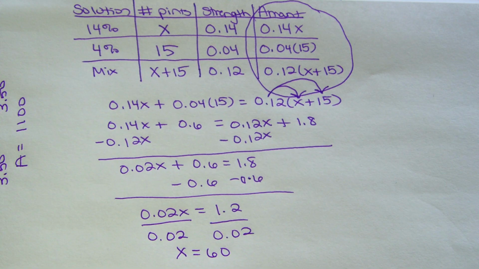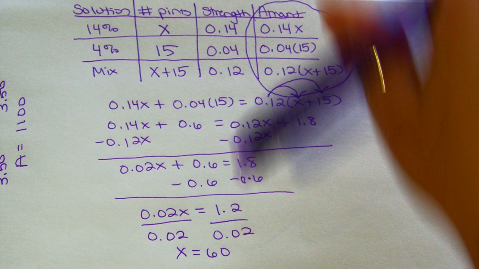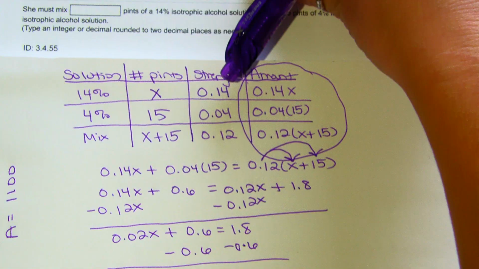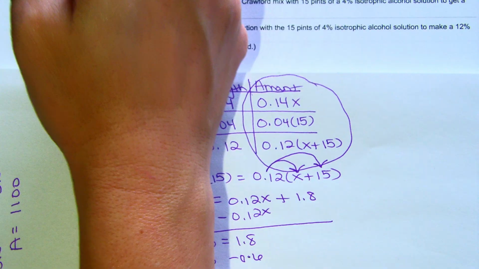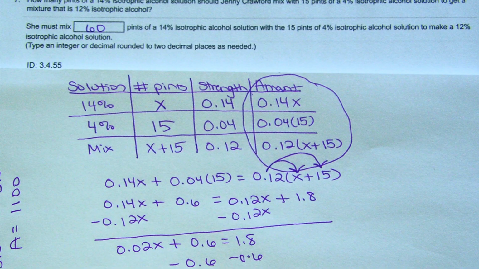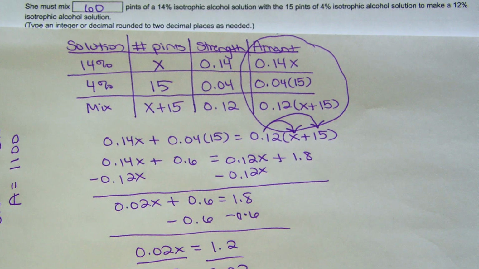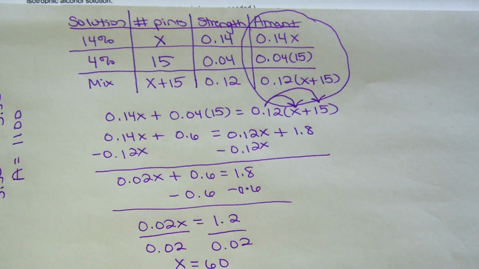So there's a lot of information in the mixture problem. The table is honestly a great way to organize it. If you're not going to use the table, the way these problems end up working is you take the strength times the amount that you're going to have of that product. So the strength times the number of pints.